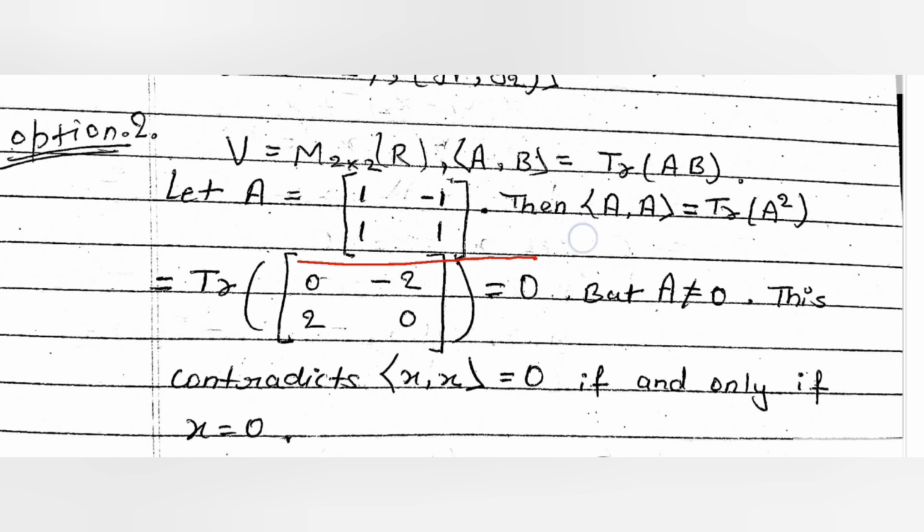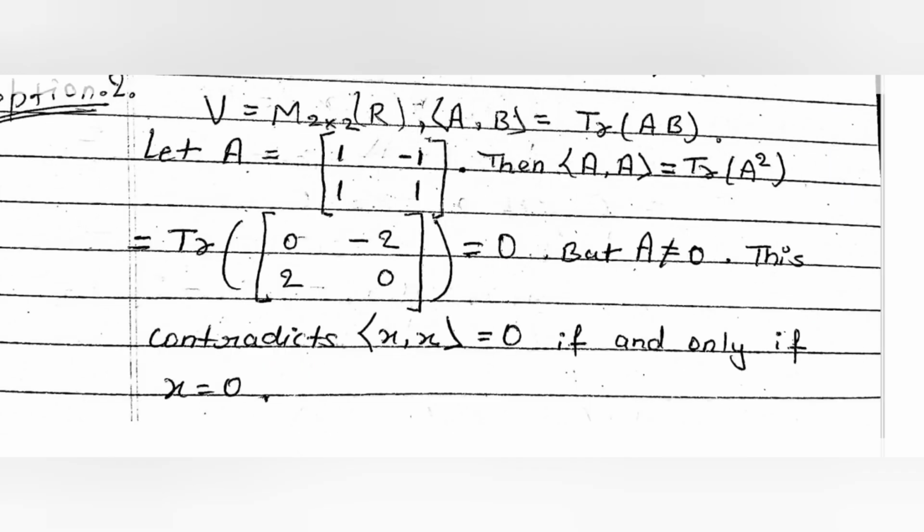Then we have the inner product of A and A is equal to the trace of A squared, which is equal to the trace of this matrix, 0, minus 2, 2, and 0, that is equal to 0, but A is not equal to 0. This contradicts that the inner product of x and x is equal to 0 if and only if x is equal to 0.